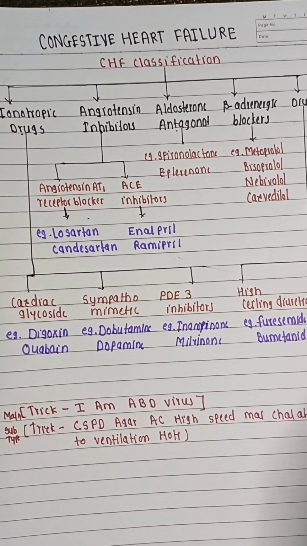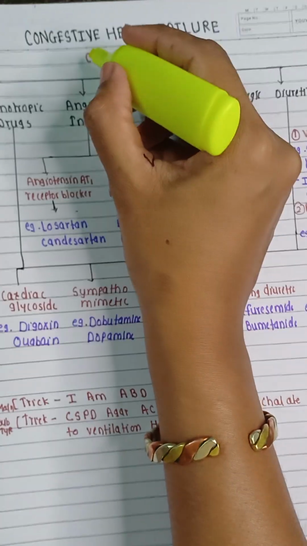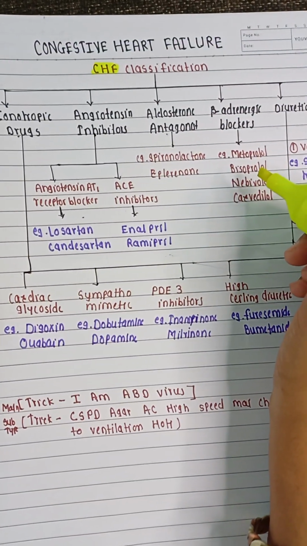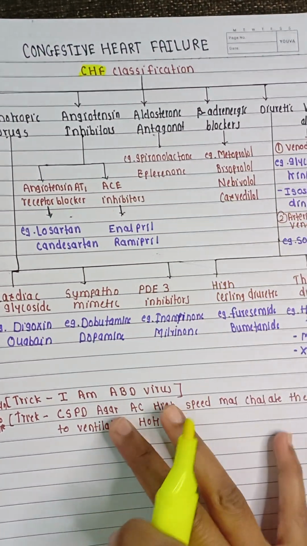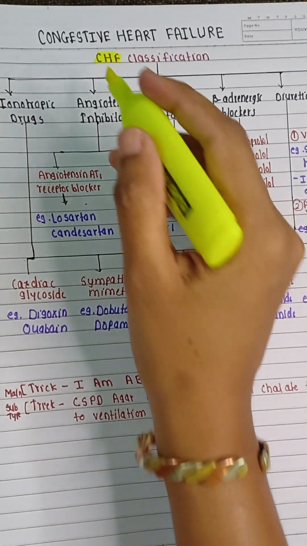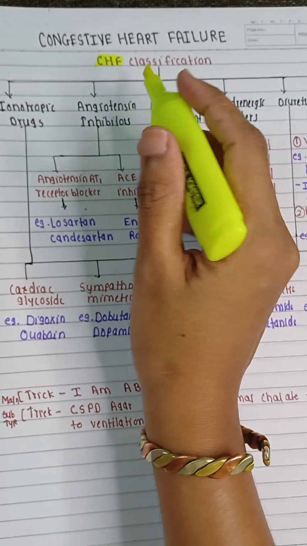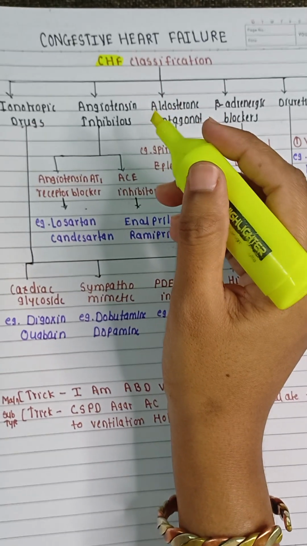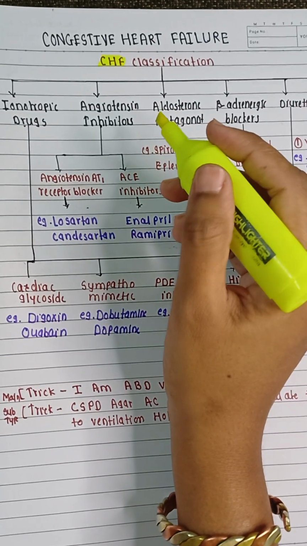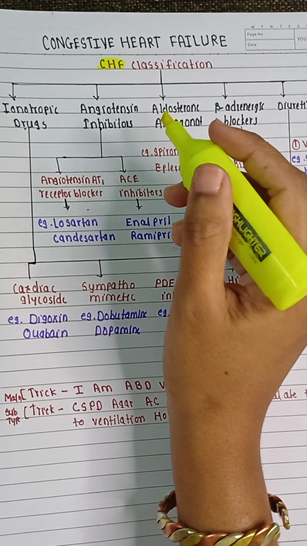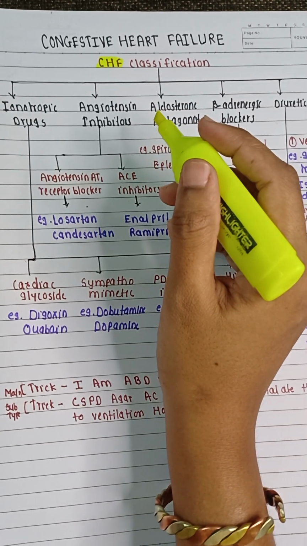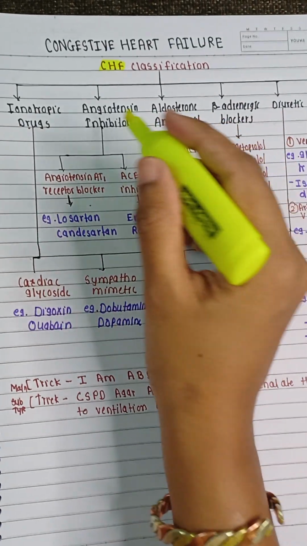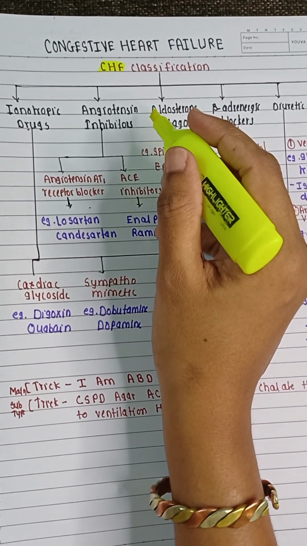In this video, we'll see the mnemonics for congestive heart failure, which comes under the Drug Inspector 2025 syllabus. Okay, we'll see the mnemonics for the CHF, congestive heart failure. It is the condition where the heart is unable to pump a sufficient amount of blood, so there are chances of pain or heart failure. So we'll see the classification for congestive heart failure.